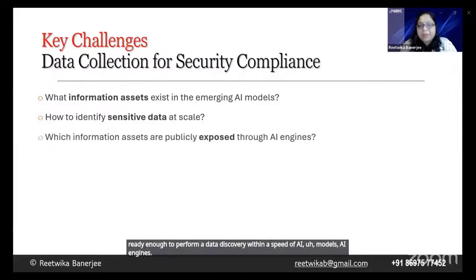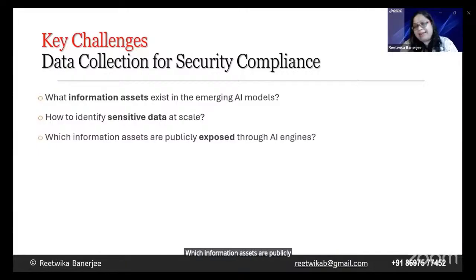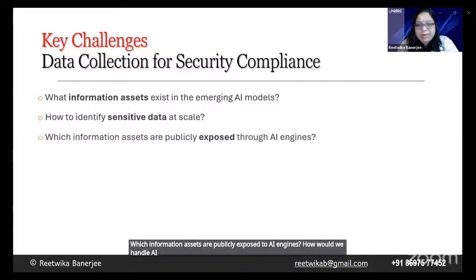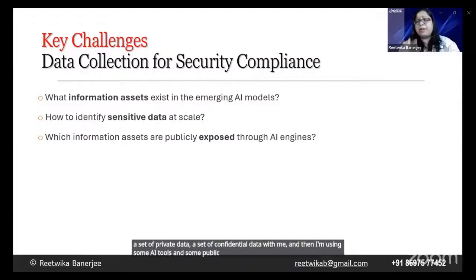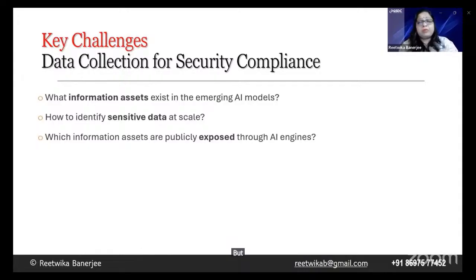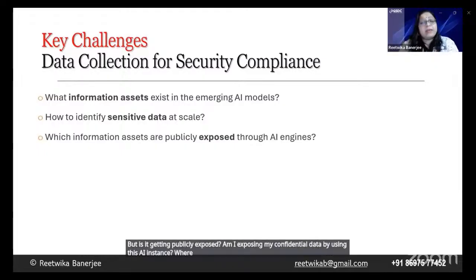Which information assets are publicly exposed to AI engines? How would we handle AI engines? What degree of public exposure does this data have? I might have a set of private data, a set of confidential data, and then I'm using some AI tools and some public LLMs, doing some kind of processing and creating something, maybe a business decision document or some roadmap, or maybe some beautiful schematics. But is it getting publicly exposed? Am I exposing my confidential data by using these AI agents? Where is the line? Where is the guardrail?